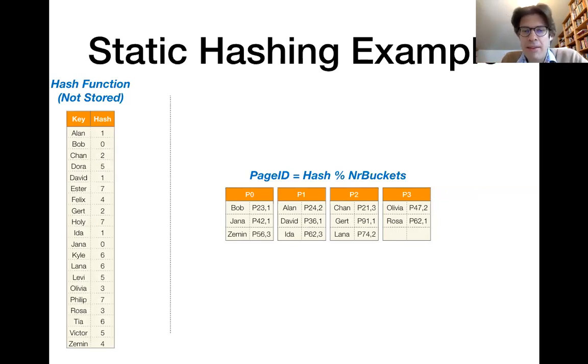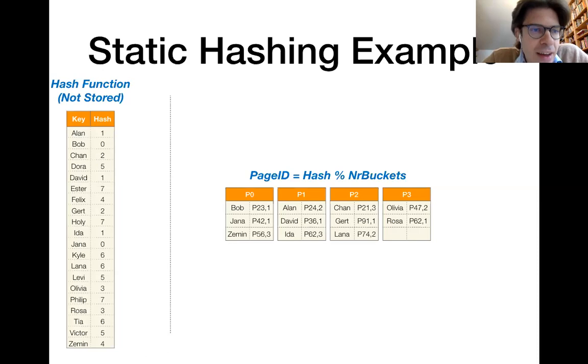What is stored in your database? Those are the pages that you see in the middle of the screen here, page 0 to page 3. And here we use the simple system that the page ID corresponds to the hash value modulo, that's what the percentage sign symbolizes, modulo the number of buckets. So for instance, if you want to store student Alan, you look up in the hash function that Alan would have a hash value of 1, and 1 modulo the number of buckets, which is 4 here, would still be 1. So we will store Alan in page number 1, and this is indeed where you can find him.